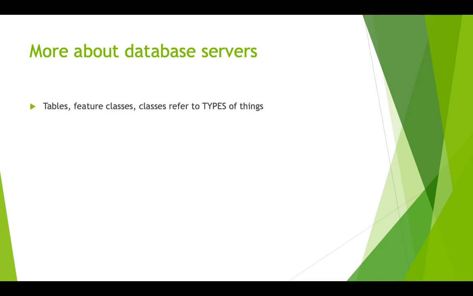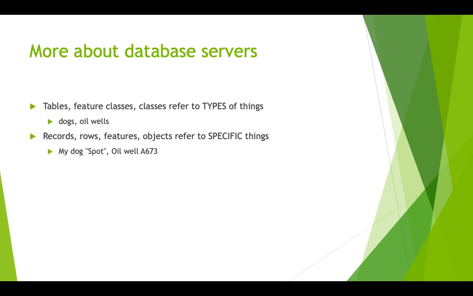So tables, feature classes, and classes refer to types of things, such as dogs or oil wells. Records, rows, features, and objects refer to specific things of a certain type. For example, my dog Spot is a specific dog, and oil well number A673 is a specific oil well. Now, your dog Sam is another specific dog in the dog table, so it would be another record or another feature or another object. Fields, columns, attributes, and properties refer to bits of information that describe a specific thing.